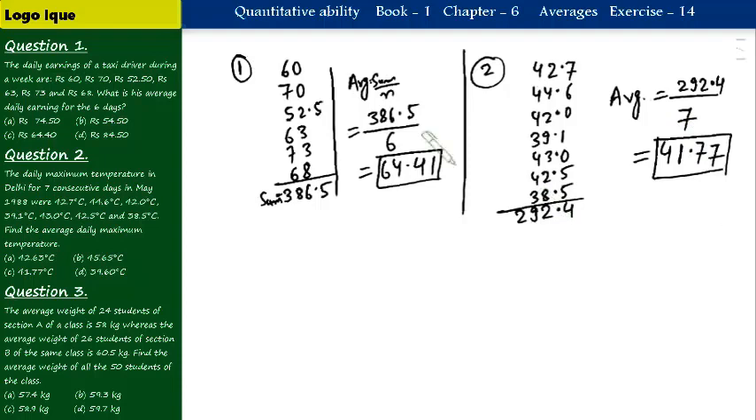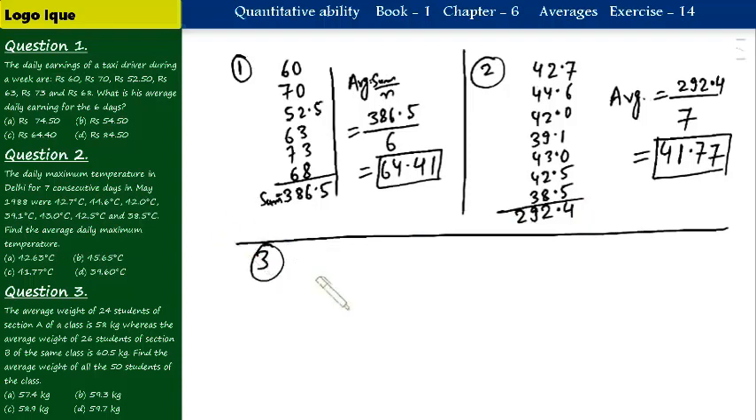Now let's take up the third question. The third question says the average weight of 24 students of section A of a class is 58 kg, whereas the average weight of 26 students of section B of the class is 60.5 kg. Find the average weight of all the 50 students in the class, right? So what we do is the average of the class would be equal to the total sum of class A plus total sum of class B divided by the total number of students, that is 50.